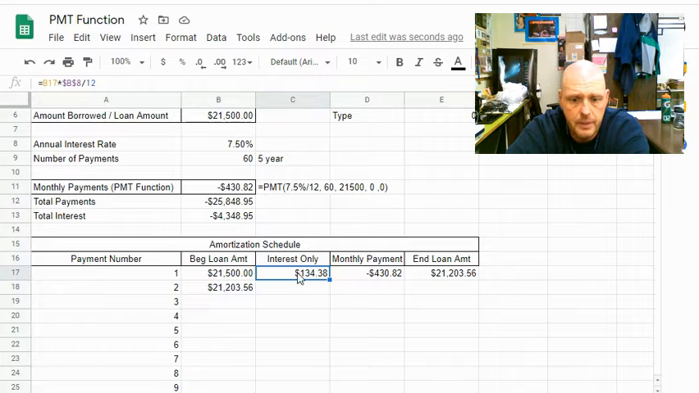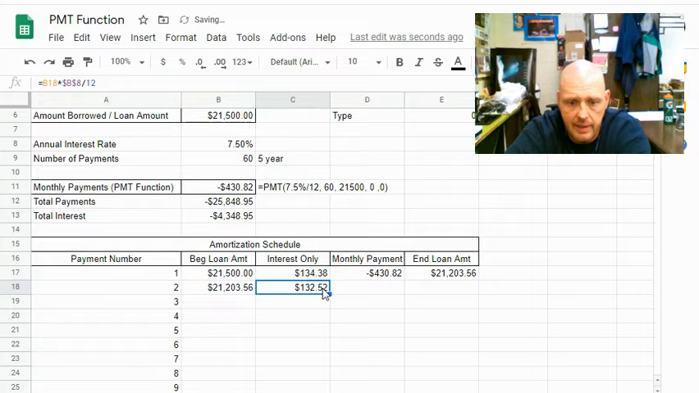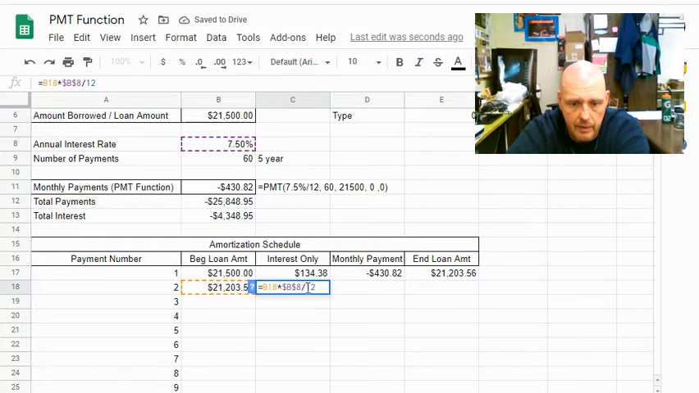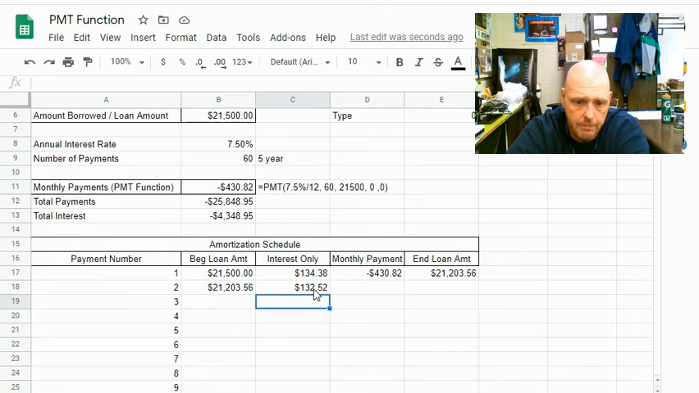Should my interest be the exact same number, bigger or smaller? I hope you said smaller, and when I fill handle it down, I say, yep, I'm now calculating off of this number and not that number. Still using the 7.5% interest rate, still dividing it by 12.